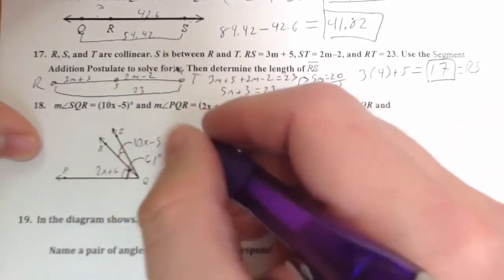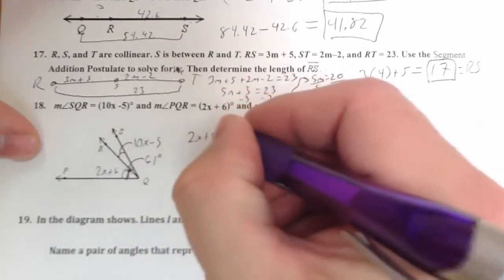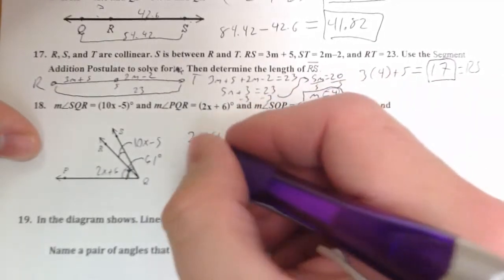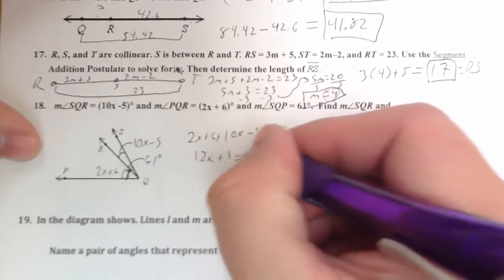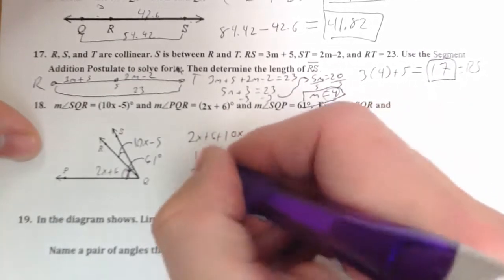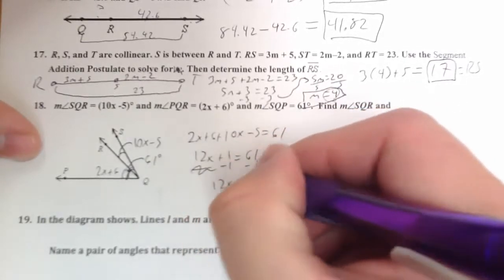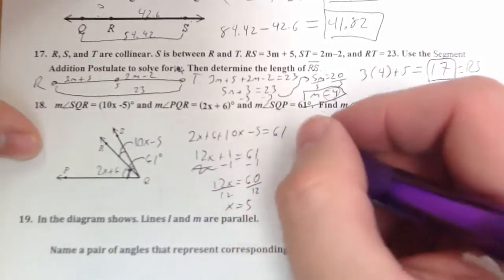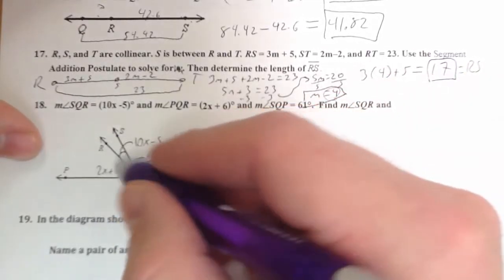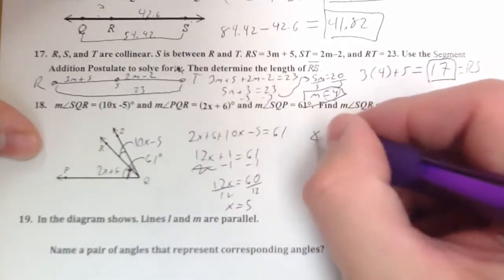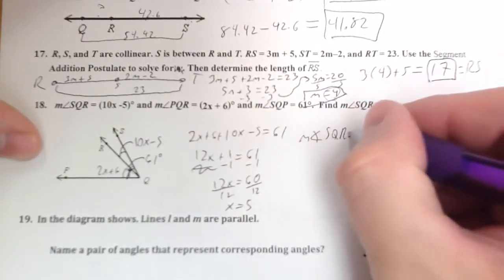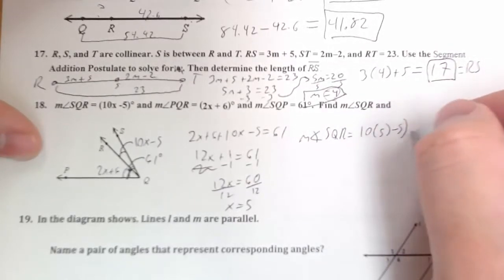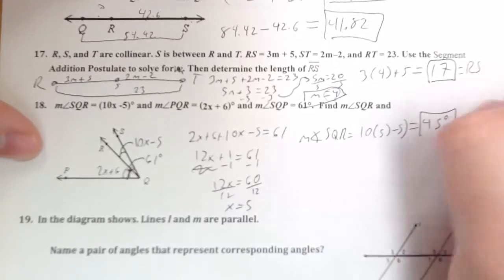So the first thing we need to do is figure out what x is. So we can say that 2x plus 6 plus 10x minus 5 is equal to 61. Combine like terms, that's 12x plus 1 equal to 61. Minus 1, minus 1. 12x is equal to 60, divided by 12. x equals 5. Plug the 5 back in for angle SQR. So SQR, we're looking at 10x minus 5. So 10 times 5 minus 5. So that's going to be 50 minus 5. That's 45. And that will be our answer, 45 degrees.